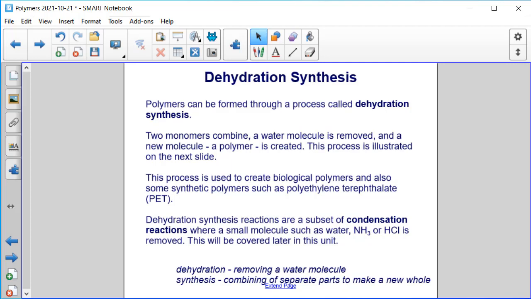Dehydration synthesis reactions are a subset of condensation reactions, where a small molecule such as water, ammonia (NH3), or HCl, hydrochloric acid, is removed. We're going to cover this much later, but what you need to know for the purposes of this polymers unit is that dehydration is removing of a water molecule, and synthesis is combining of two separate parts, in this case monomers, to make a new whole.